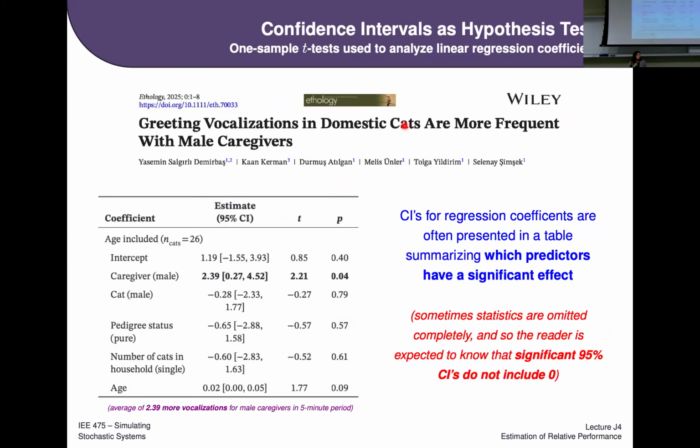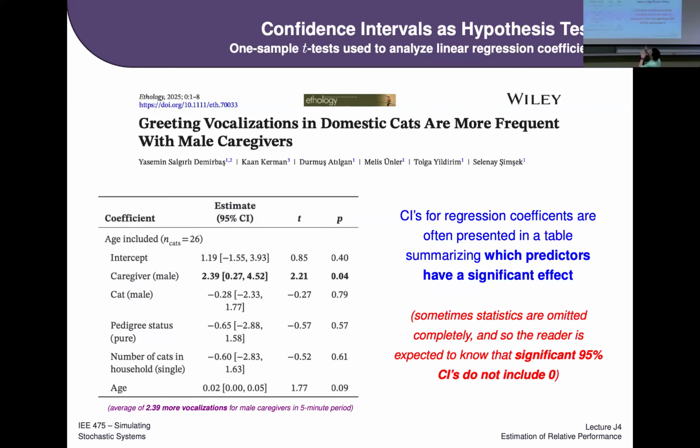Greeting vocalizations in domestic cats are more frequent with male caregivers. So this study used a Bonferroni correction, all sorts of things I could have spent time talking about, but I just picked this one thing out. They said there's a bunch of things that cats do when somebody opens a door and greets their cat. So they put a bunch of GoPros on caregivers, some were men, some were women, some were young, some were old. And then cats had all sorts of different properties, and they used the GoPro to measure lots of different things.